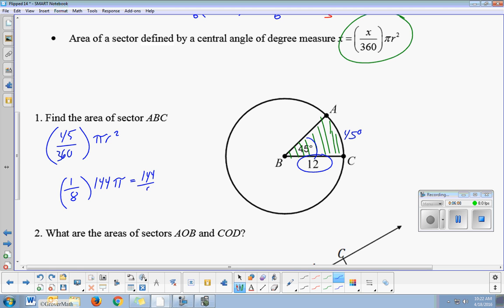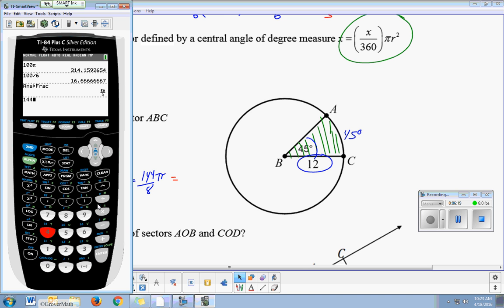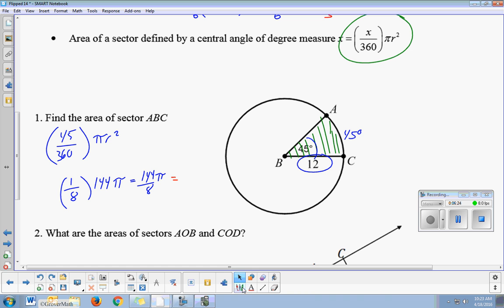144 over 8 pi, and we want to simplify that. Not sure if 144 can be divided by 8. I know it can be divided, I'm going to say yes, but let's just check that. 144 divided by 8 is 18. Yeah, so you're good. The final answer here would be 18 pi. And of course, I could type that into my calculator and round it to the nearest tenth, hundredth, whatever we want to do. 18 pi would be 18 times 3.14, and so on.